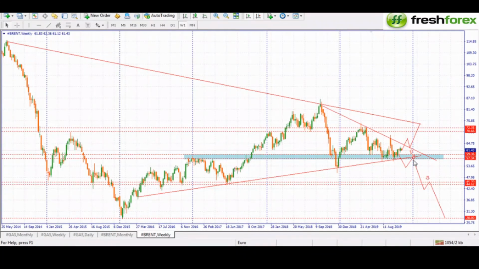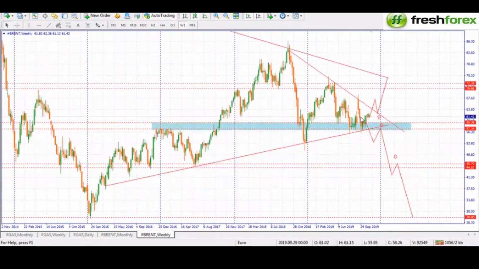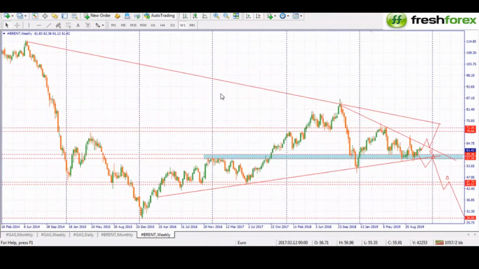So this is what I'll be waiting for. I'll be able to pick a sell here. If price goes below this level, it traces back, I'll be able to pick a sell. If it goes above, then it traces down, I'll be able to pick a buy up to this level here, this upper trend line.